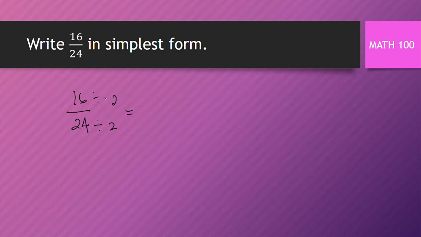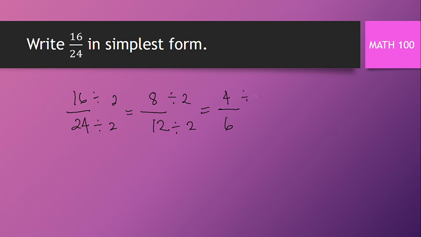Anyways, 16 divided by 2, we have 8 in here. And 24 divided by 2, that will be 12. So we still have another 2, which is common between 8 and 12. So we have to take that out. That is why I mentioned continuously dividing that one. So we have 8 divided by 2, we have 4. And then 12 divided by 2, we have 6.